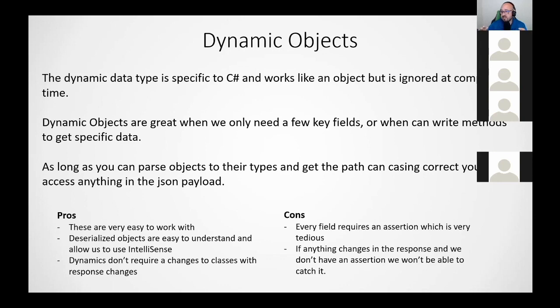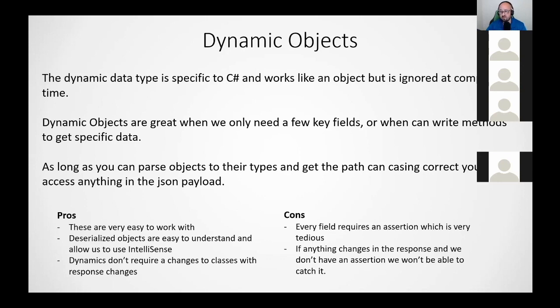So dynamic objects are great, specifically when we need a few key fields or when we want to write a method to get that specific data. As long as you can parse an object to the dynamic type and get the path, correct casing, etc., you can access anything within that JSON payload. So the pros to dynamic objects is they're very easy to work with. You don't have to worry about them at compile time.